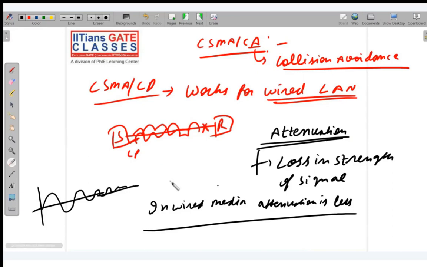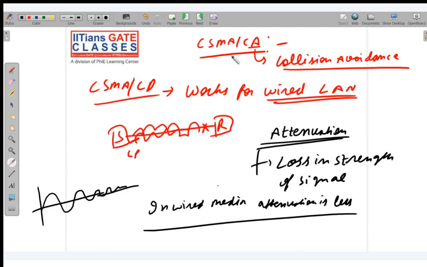So in that scenario we have to use collision avoidance. That means we will try to avoid the collision. We will do some basic tasks with the help of which we can avoid collision. That is CA. So please write this point.